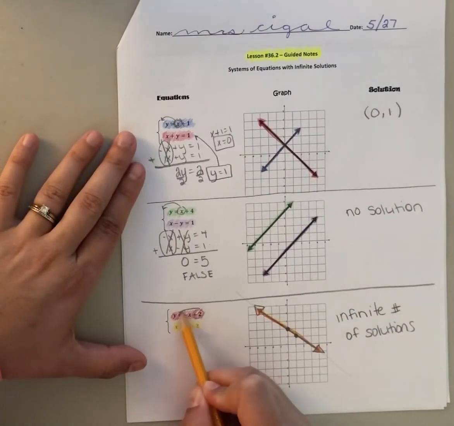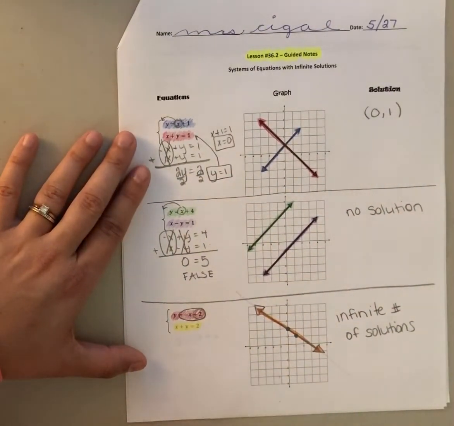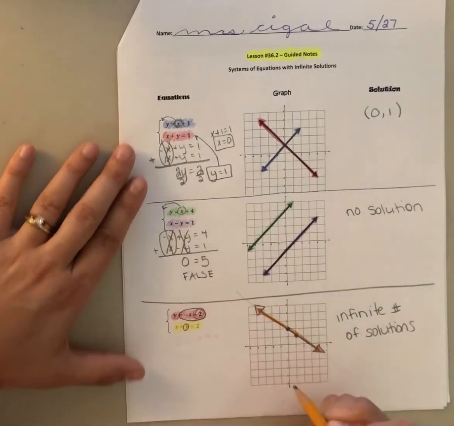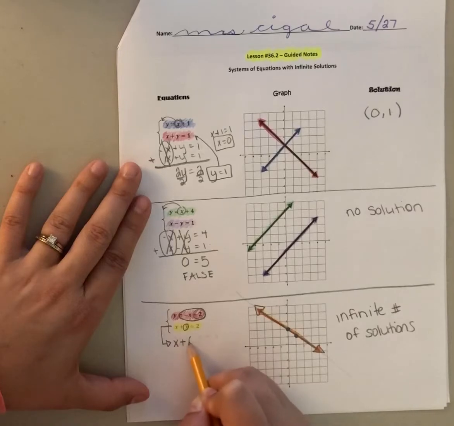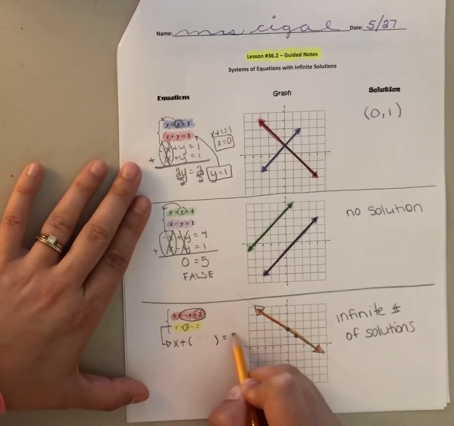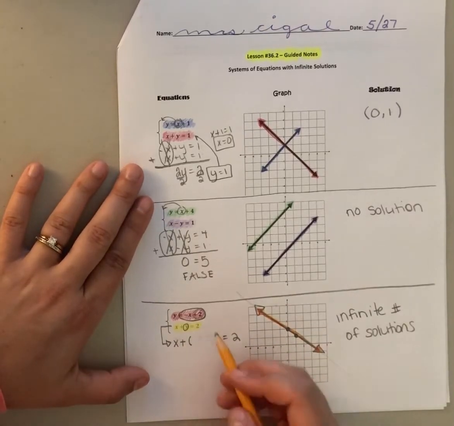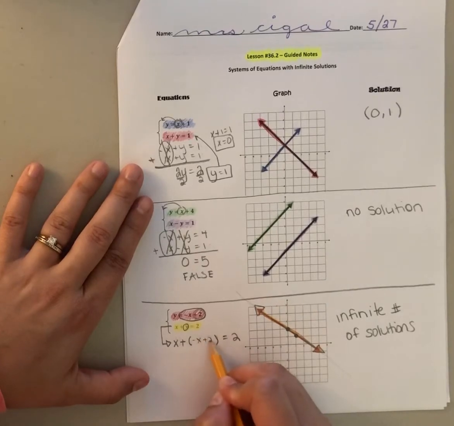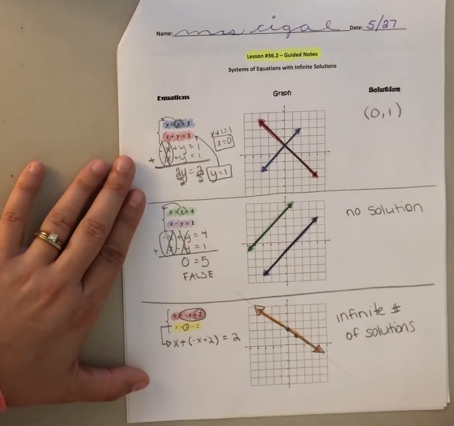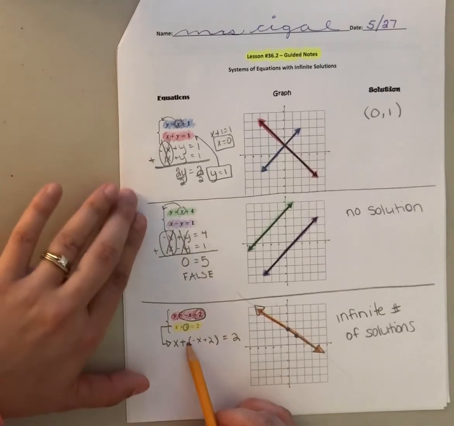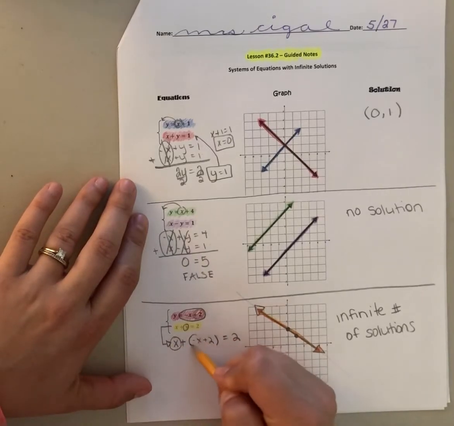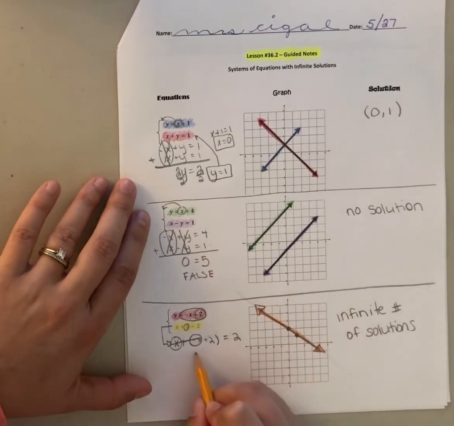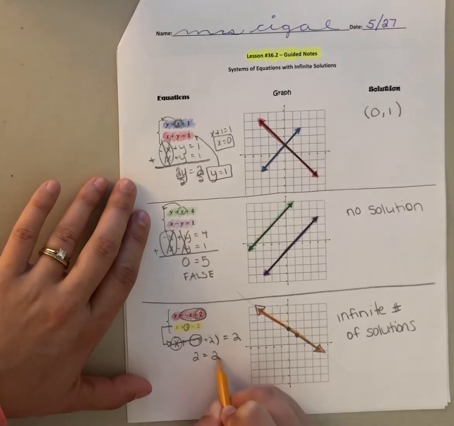So if y equals all of this, I'm just going to replace the y in the second equation. Okay, so this is going to be x plus what used to be a y equals 2. In place of that y, I'm going to put negative x plus 2. So now I just need to solve. There's nothing to distribute, so I'm going to combine some like terms. I have positive x plus a negative x. Those are going to cancel, and we're left with 2 equals 2.